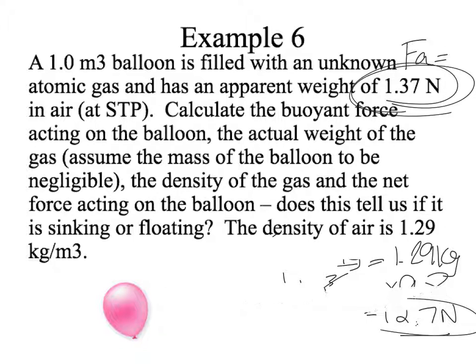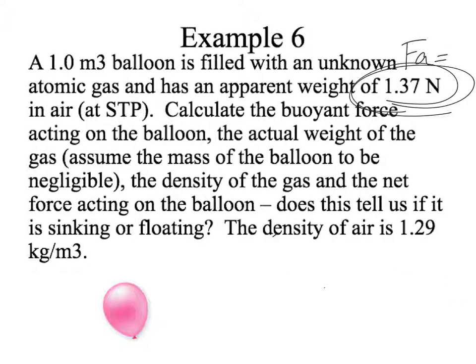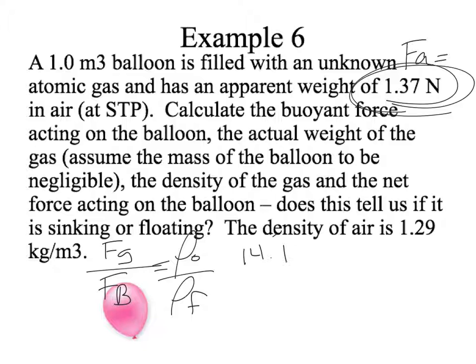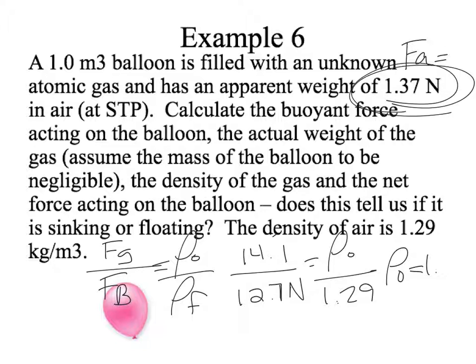In fact, we can go back to that formula we had before where we could use something that was completely surrounded by the fluid. So we have the F sub g that we calculated at 14.1. The F sub b was 12.7, I think. And the density of the object over air, the density of the fluid is air, 1.29. We find that the density of the object is 1.43 kilograms per cubic meter. And so obviously this is more than 1.29. So again, that's confirmation that this thing is sinking.